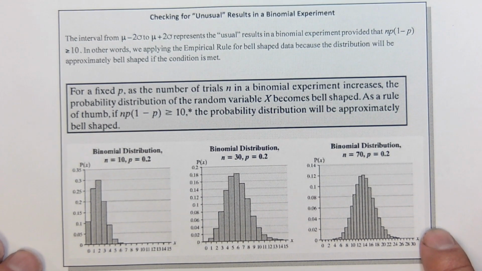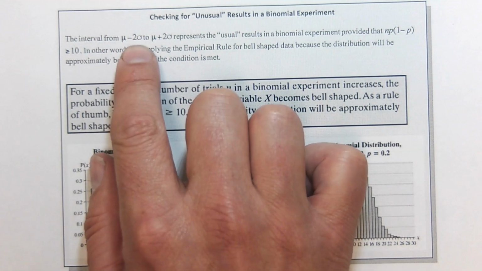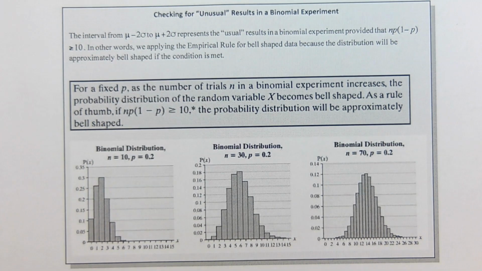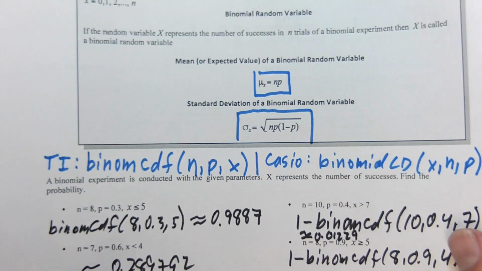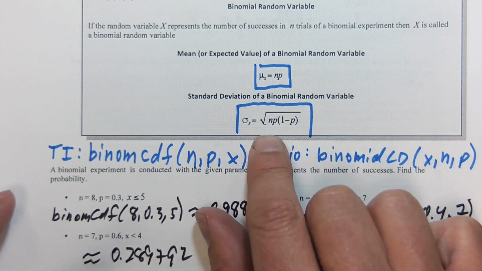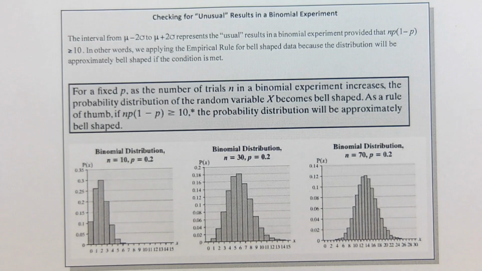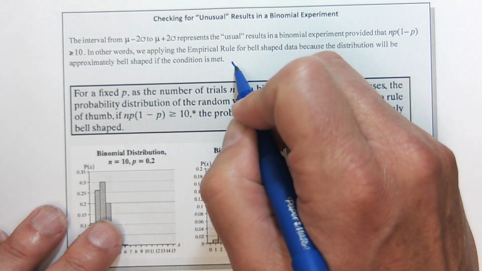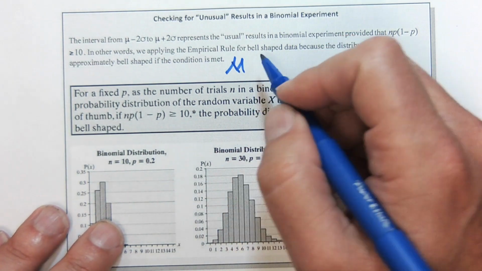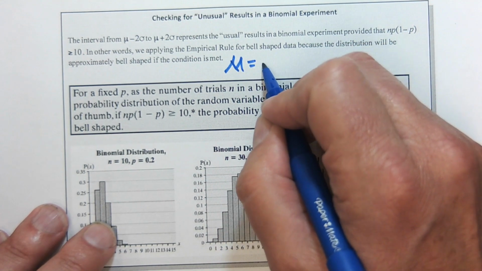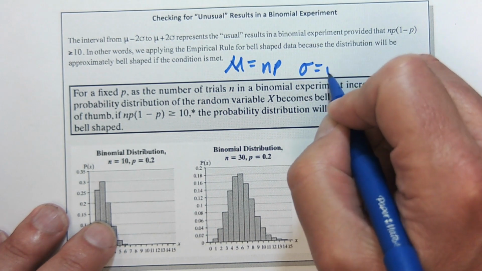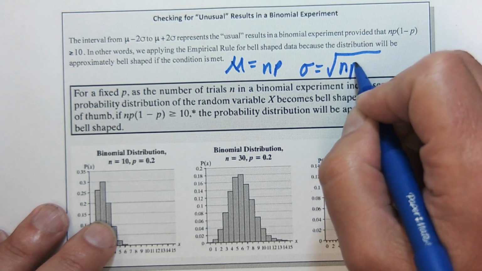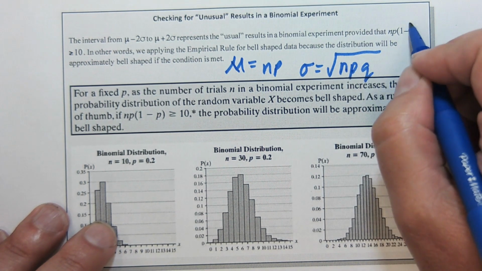This next part is we're going to check for unusual. Again, that's going to be plus or minus 2 standard deviations. If you remember, on the second page from earlier, I told you we were going to come back to these two. So I'm going to write those two formulas down. We have that mu is going to be NP, and sigma is going to be the square root of N times P times Q. And if you remember, Q is 1 minus P.